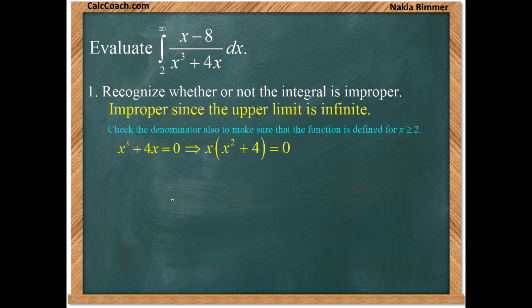Factor out the x, and you'll be left with x squared plus 4, and it turns out that it's only 0 when x is 0. This x squared plus 4 is an irreducible quadratic. Plus or minus 2i technically are the roots there, imaginary roots. So our interval is from 2 to infinity, and so we're good.